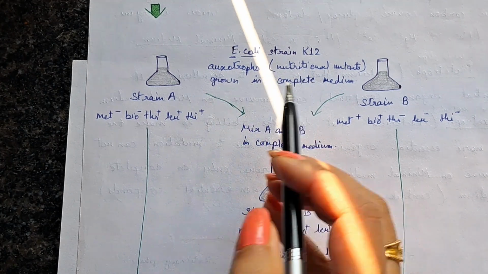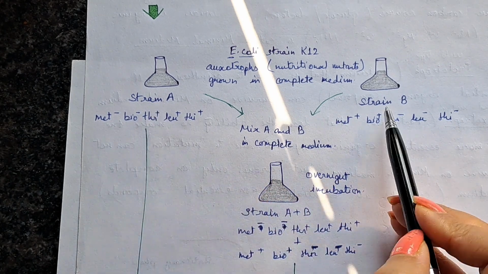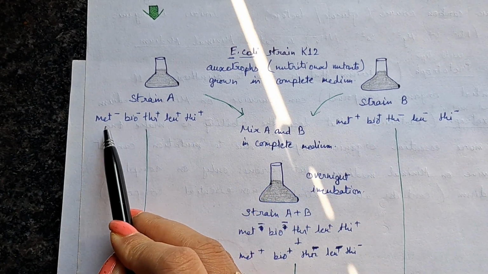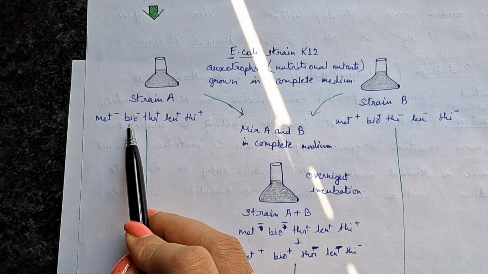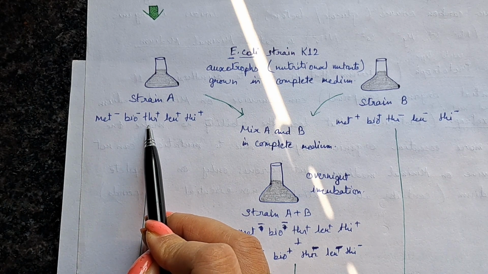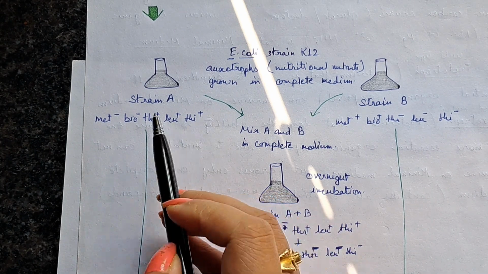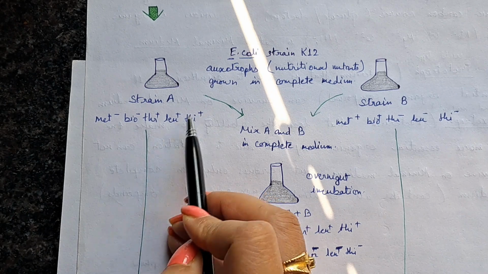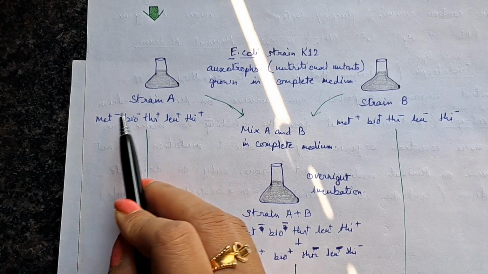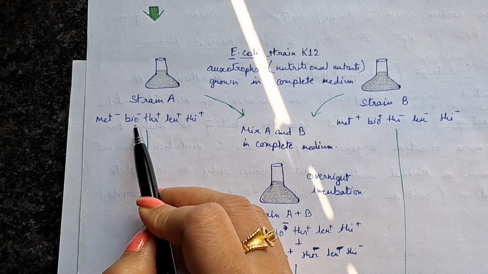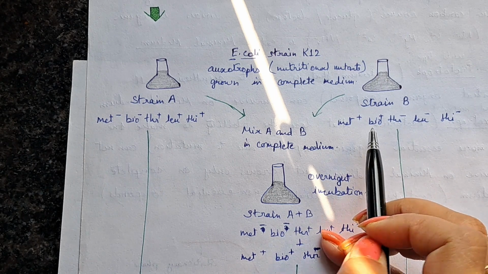So I have taken two kinds of strains, strain A and strain B. In strain A, met minus means it cannot produce methionine, and it cannot produce biotin, but it can produce threonine and leucine. Wherever plus is there, that means it can produce. Wherever minus is there, it cannot produce. So these are the nutrients that strain A can make and cannot make. This is strain B: the minus ones they cannot make and the plus ones they can make.